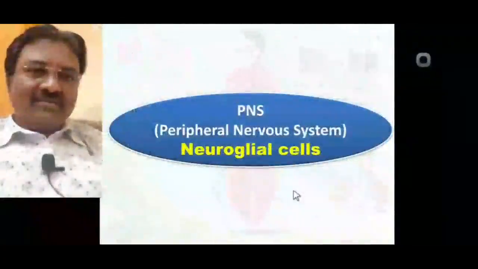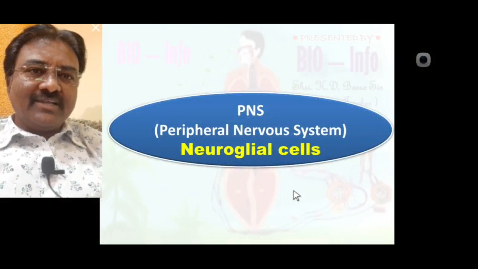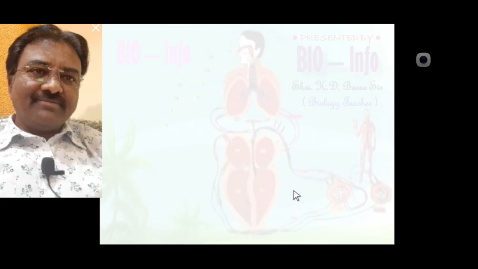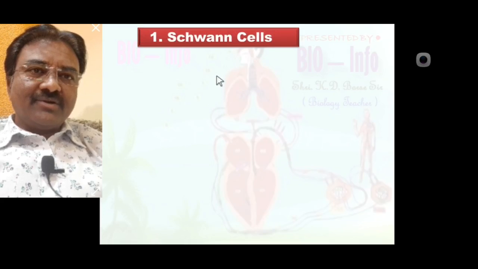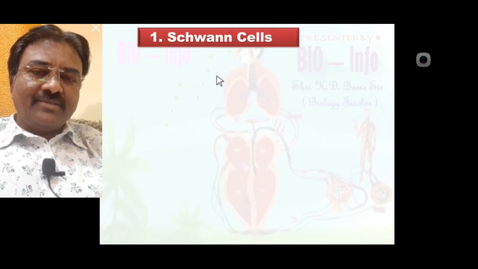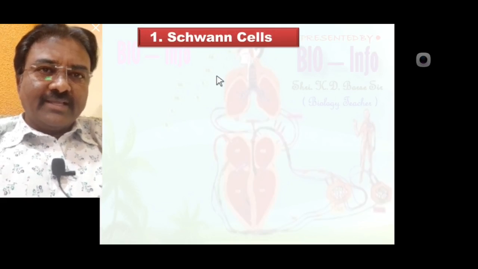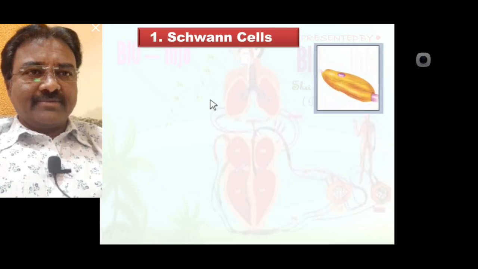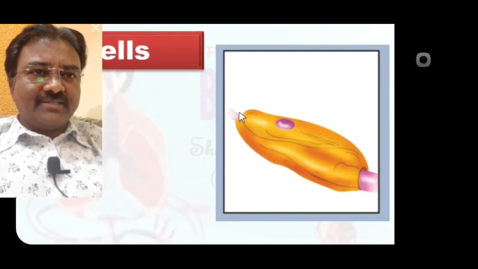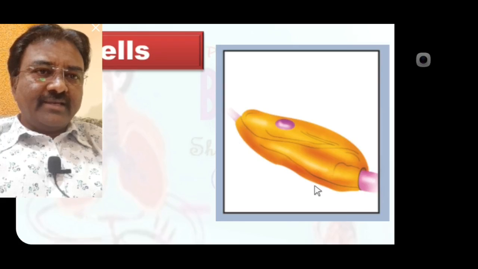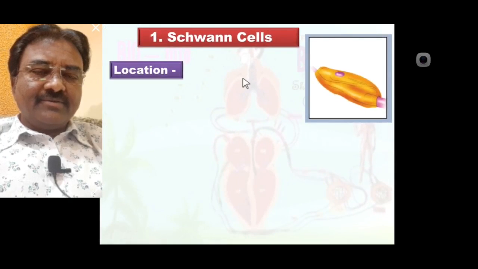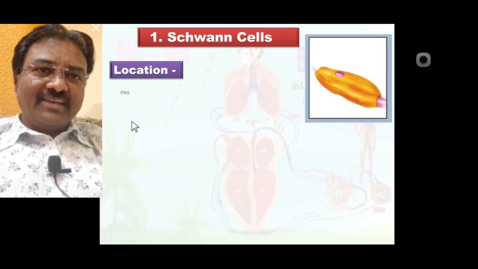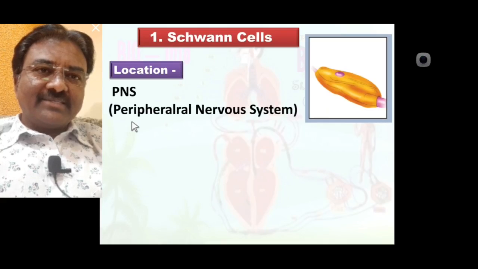Now we learn about the PNS, peripheral nervous system, which contains neuroglial cells. Number 1, first, Schwann cells are also one of the types of neuroglial cells present in the PNS, means peripheral nervous system, seen in the diagrammatic representation. Schwann cell, first one is location, means it is located in, no doubt, the PNS, peripheral nervous system.